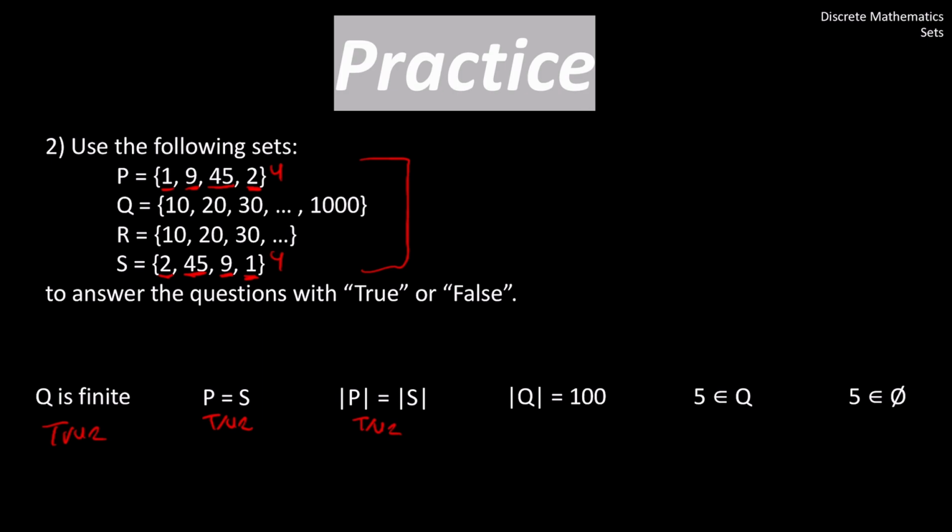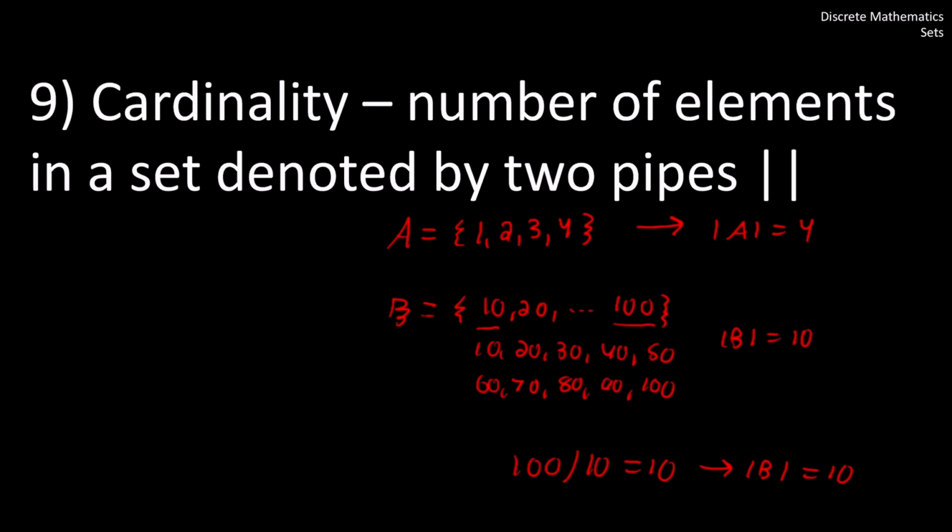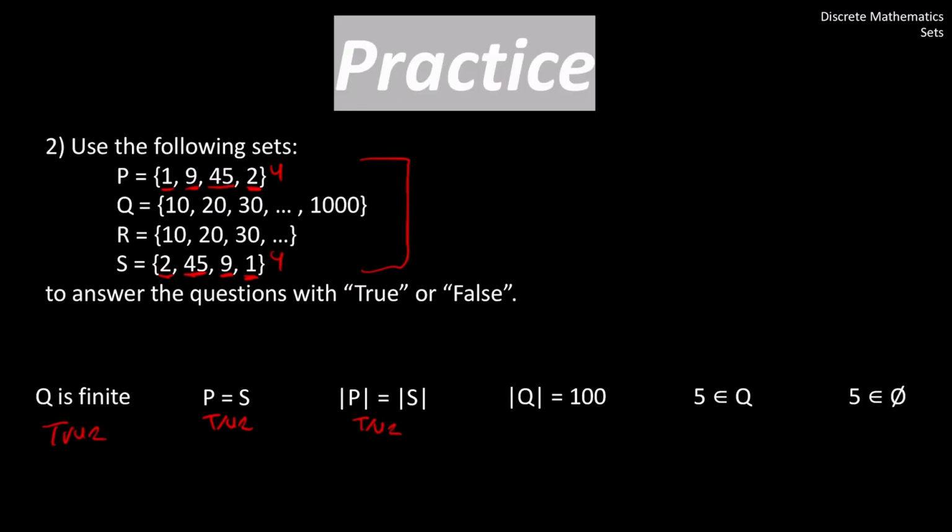The cardinality of Q is equal to 100. A trick that I mentioned before is that we can just divide the last element by the first element. So if we divide Q's last element by the first element, we do get 100. So that is also true.